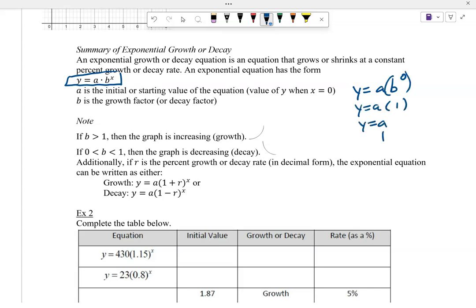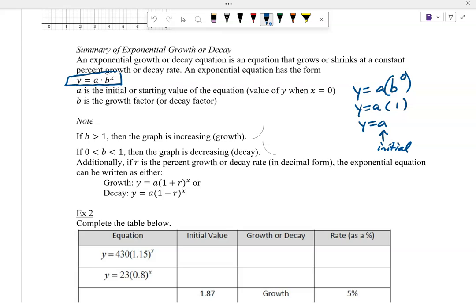So you're just left with A. That's why A is the initial value. Think of it in terms of time being 0. Okay. So A is your initial value, or the starting value when X is 0. And B is your growth factor. So how fast does it grow?